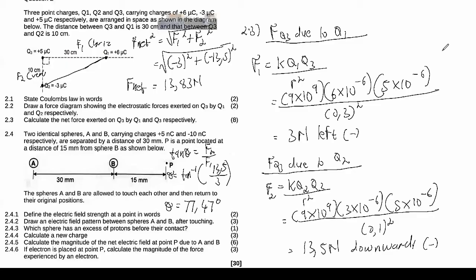This is our F net. Let me fix here. If we already have the square root here, we must get rid of this square here. My mistake. Okay, so we have F net is equals to square root of F1 square plus F2 square. Then our F net is 13.83 newtons in the direction of 77.47 degrees from the x-axis, right?